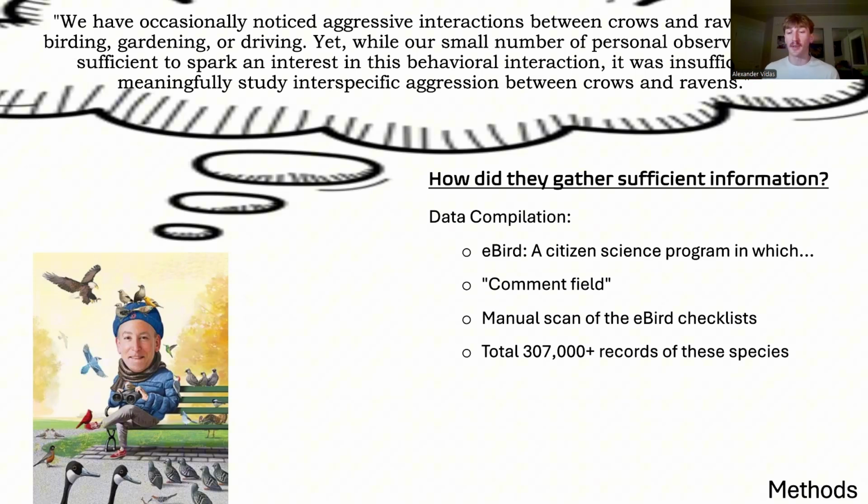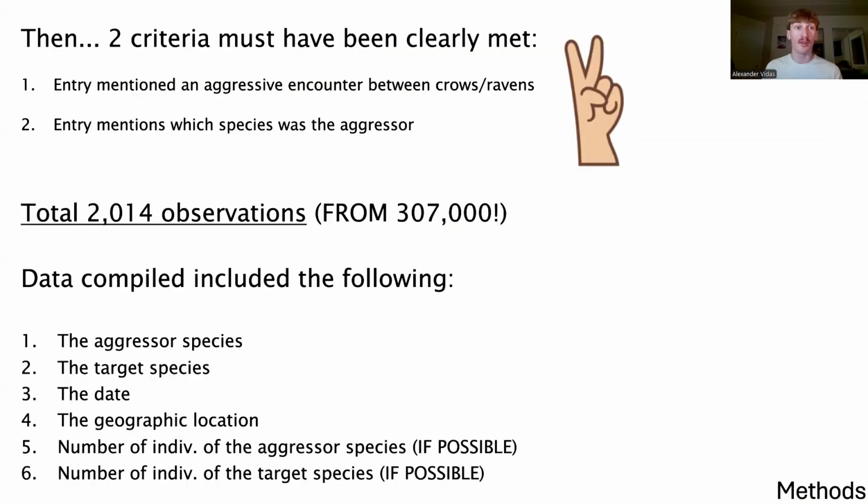And the authors of this experiment did a manual scan of all the eBird checklists, and they came to a total of 307,000 records of crows and ravens actually mentioned in the same comments. They had to dig through all of them and find the passages with two very important criteria that had to have been clearly met. For one, the entry had to have mentioned an aggressive encounter between crows and ravens. And two, it had to mention which species was the aggressor. That narrowed it down to a total of 2,014 observations from 307,000.